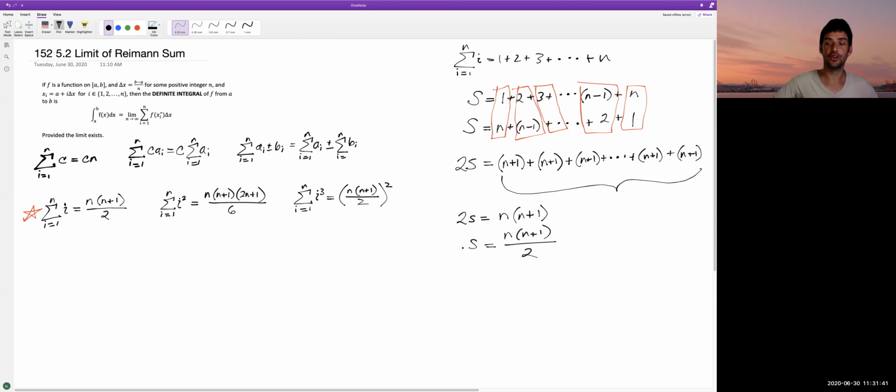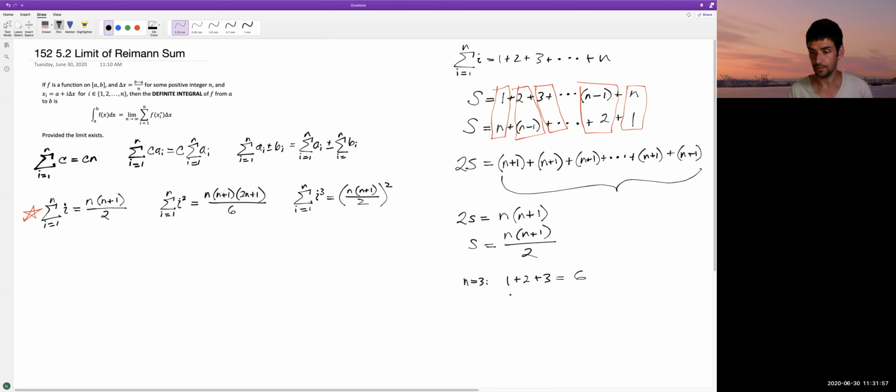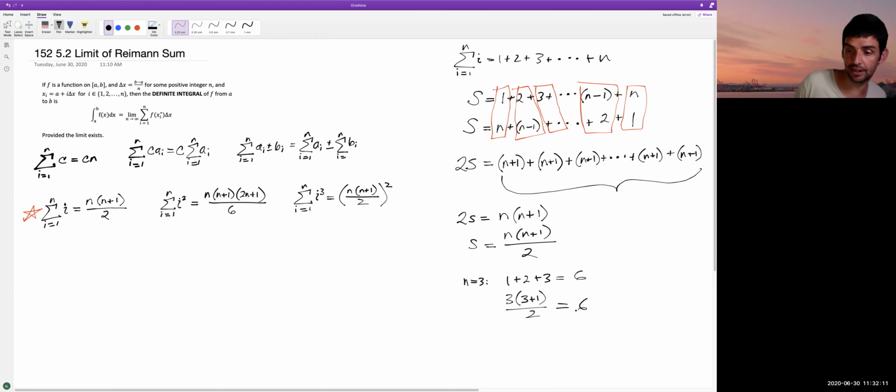And s was the thing you get when you add up the first n integers. Okay, let's test it really quick. For instance, if I did the first 3 integers, if n equals 3, then I get 1 plus 2 plus 3 gives me 6. On the other hand, n times n plus 1 over 2 is going to be 3 times 3 plus 1 over 2. You can compute that and see that you get 6, right? Test it for a couple more for yourself. See that it continues to work out. It does. And this is a nice formula we have.